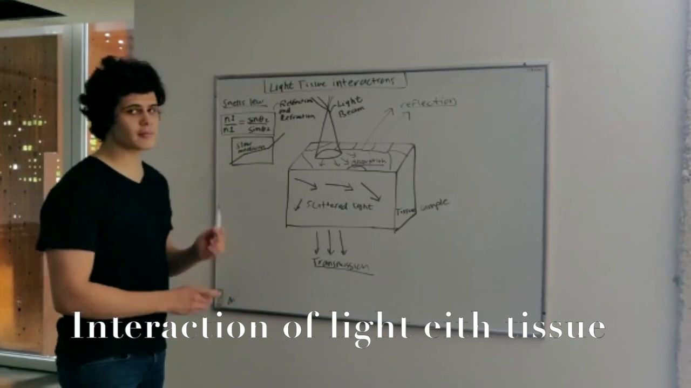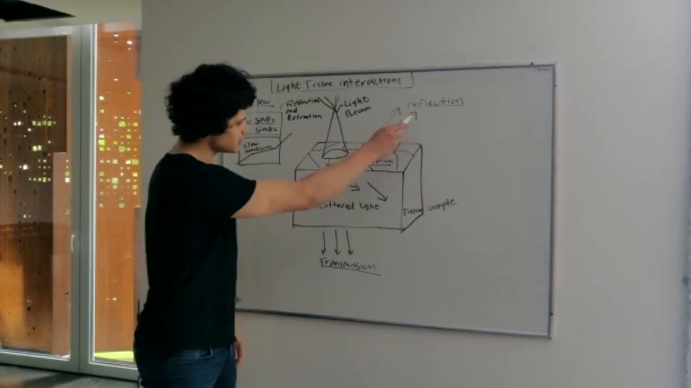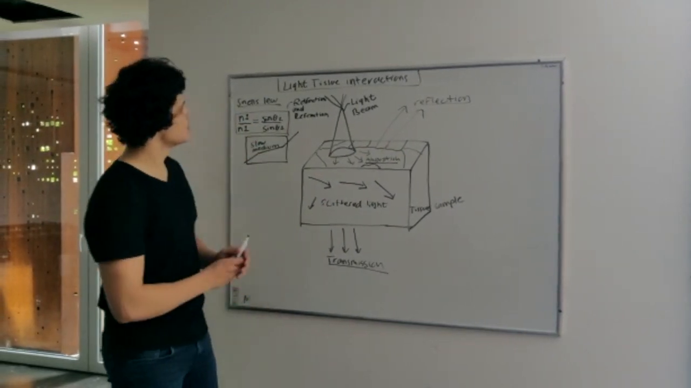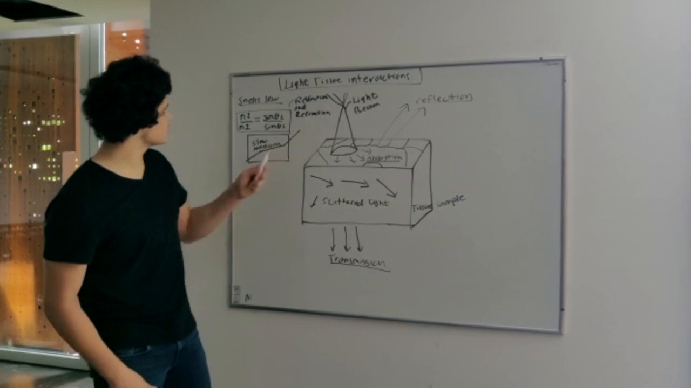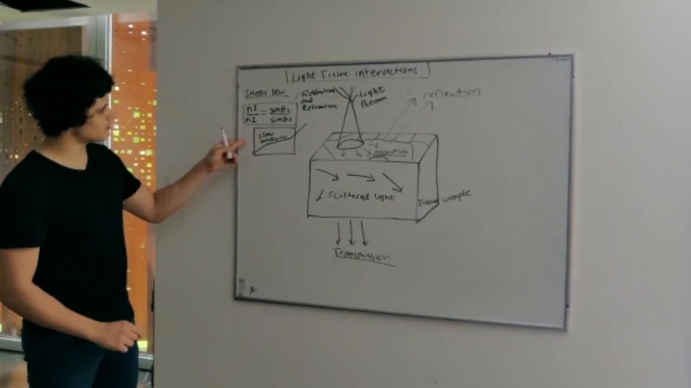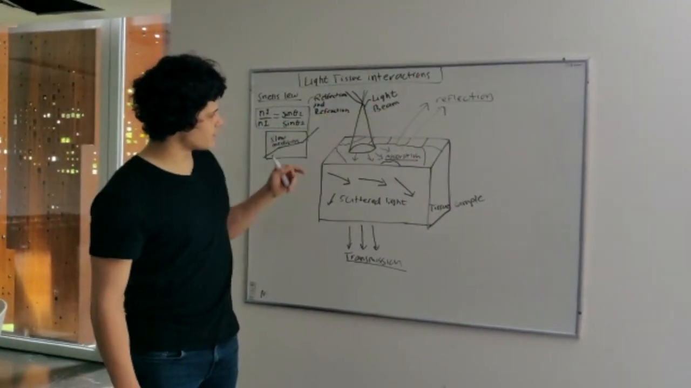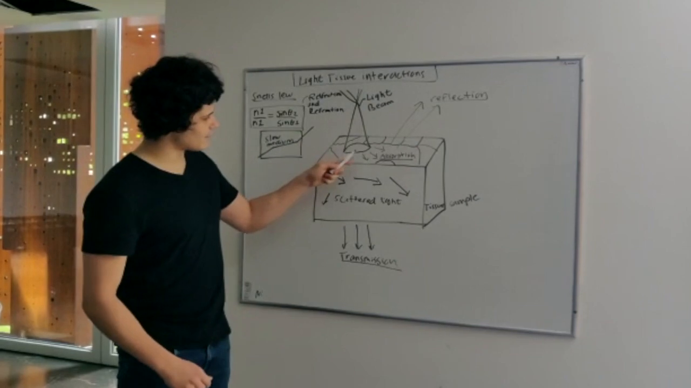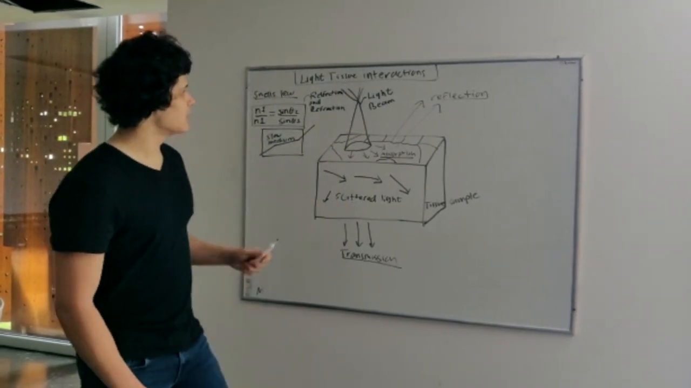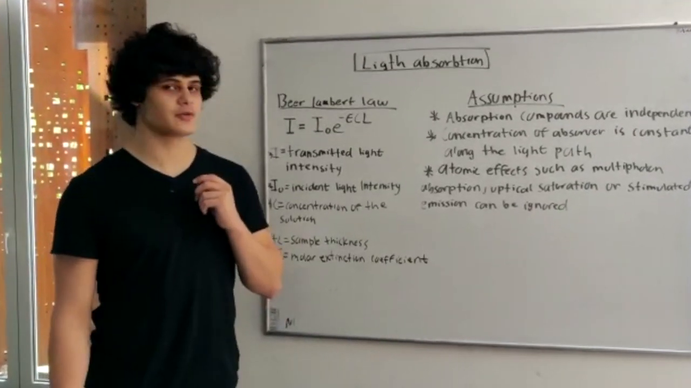There exist four main types of light-tissue interactions. We have reflection, absorption, scattering, and transmission. Reflection and refraction can be perfectly described by Snell's law, where we have a fast medium and a slow medium. So here we have our light beam. We can see that part of the light will be absorbed, part of it will be transmitted, scattered, and reflected.